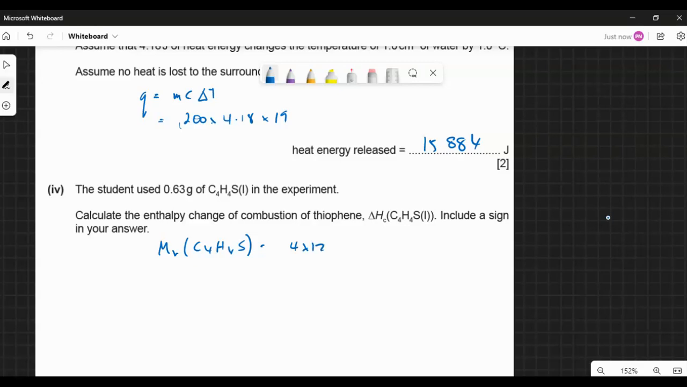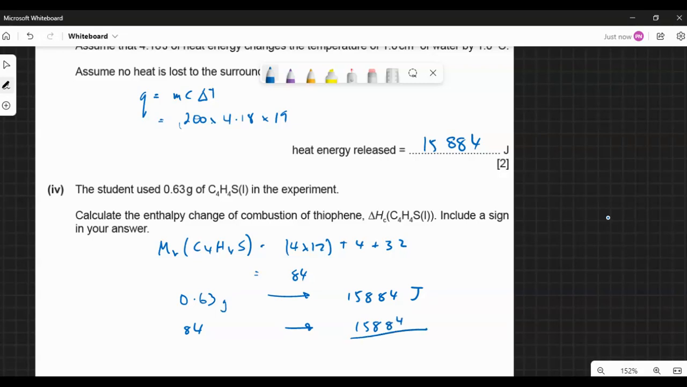4 times 12 plus 4 plus 32. I'm not going to bother with the point ones and stuff. So what is it, 84? Well done. So then I would say this is the scaling up. I could convert it to moles, but I'm going to leave it in masses. So 0.63 grams gives me that number of joules, and therefore 84 are going to give me this number divided by 0.63 times 84. Is that right? I think that's right. So figure that out for me.